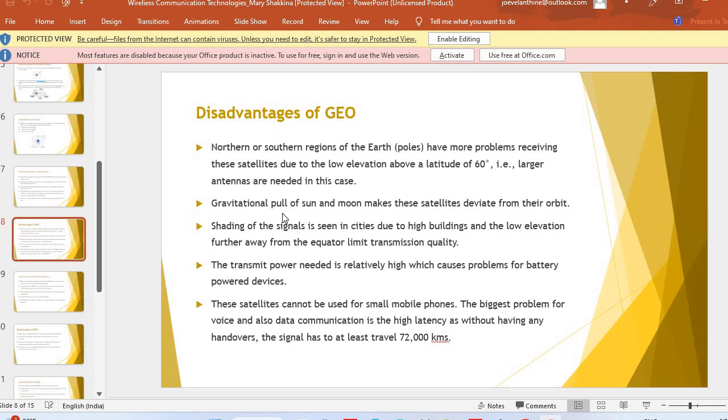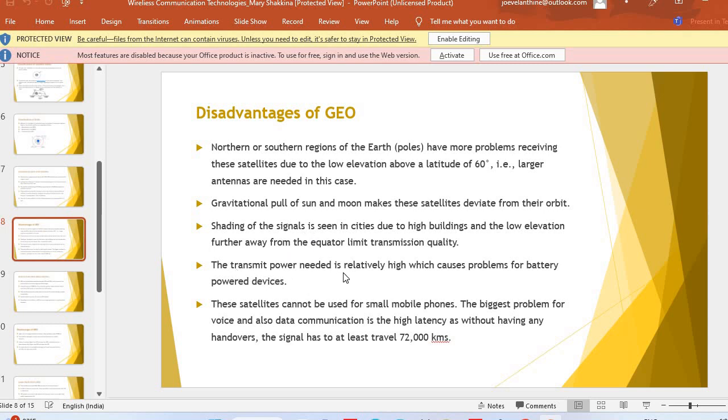Next, the gravitational pull of Sun and Moon makes these satellites deviate from the orbit. Next, shading of signals is seen in cities due to high buildings, and the low elevation further away from the equator limits transmission quality. So the transmission quality is limited.